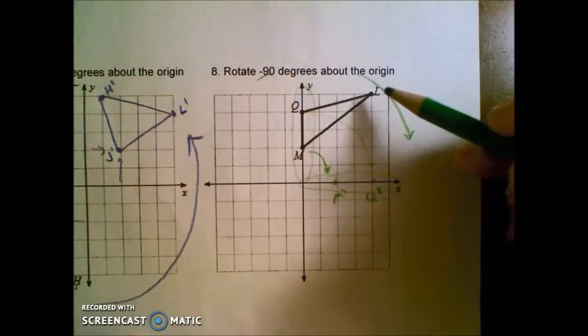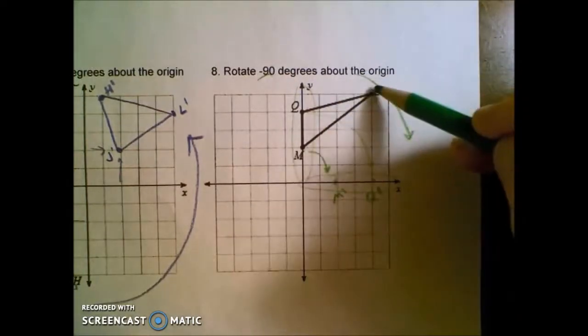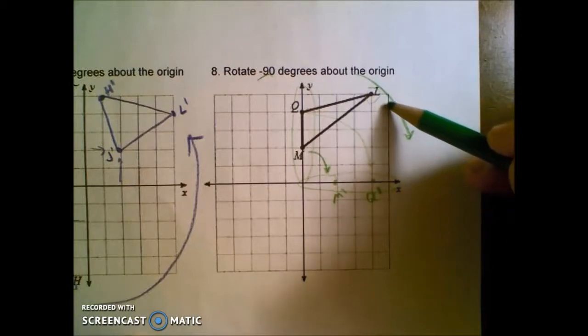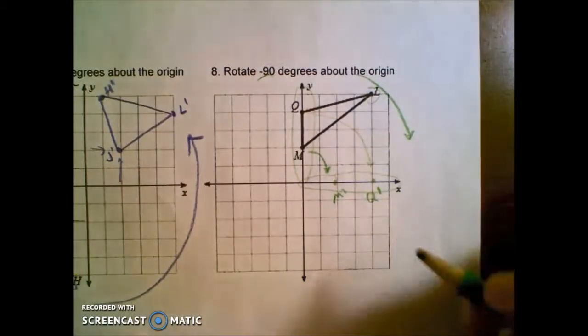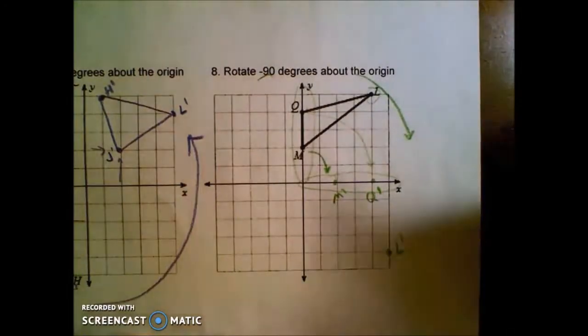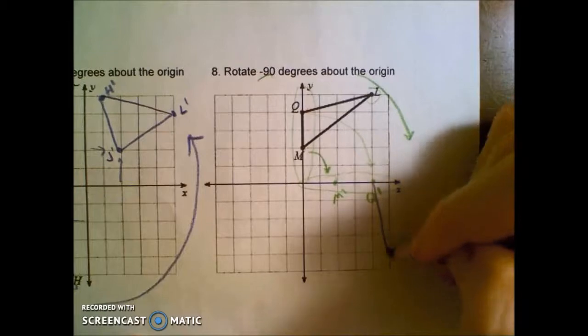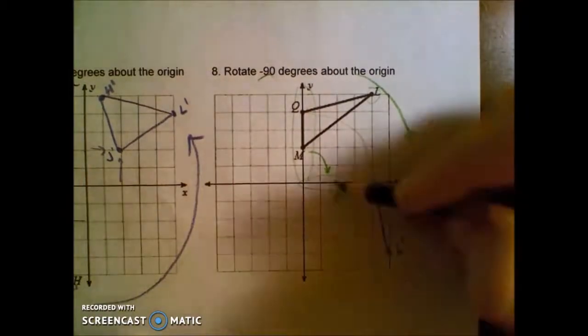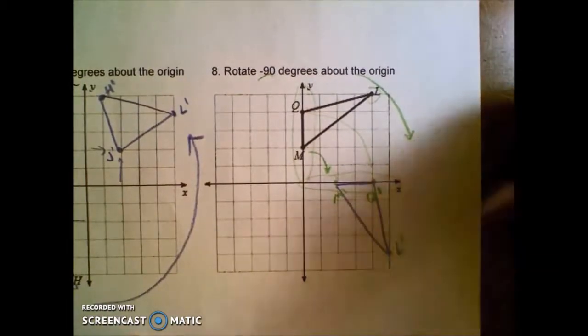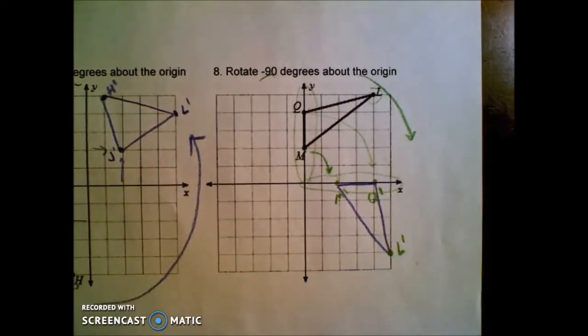L is tricky. If L is right here, okay, the top of our graph, when we rotate it, it's going to end right out here, L prime. Okay. Connecting my points reveals my image here, M prime, Q prime, and L prime. Again, doing rotation without the transfer paper is tricky.